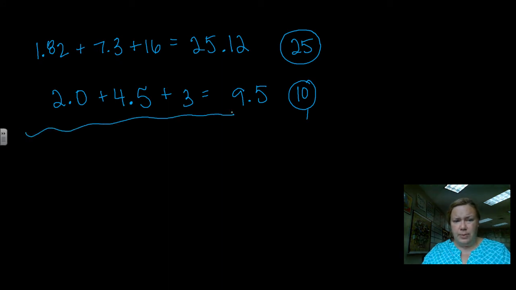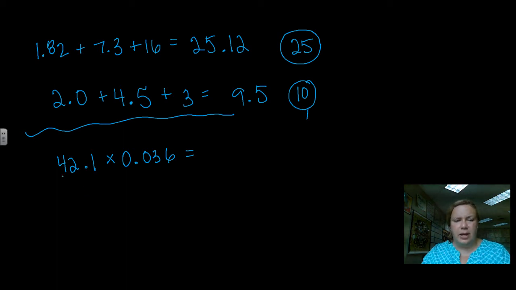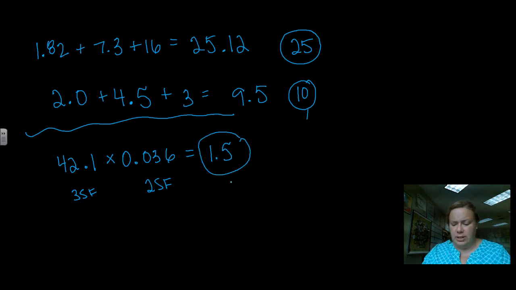If I were to do multiplication or division, let's say I have 42.1 times 0.036. What I have to do with multiplication and division is I have to actually figure out my sig figs in the numbers that I'm multiplying or dividing by. So here I have 3 sig figs, and here, notice I have a placeholder, so I only have 2 sig figs here. So I'm going to go ahead and multiply that out, and I want to keep 2 sig figs because I only have 2 here, and that's my lowest number. So my answer is going to be 1.5, okay, with 2 sig figs.